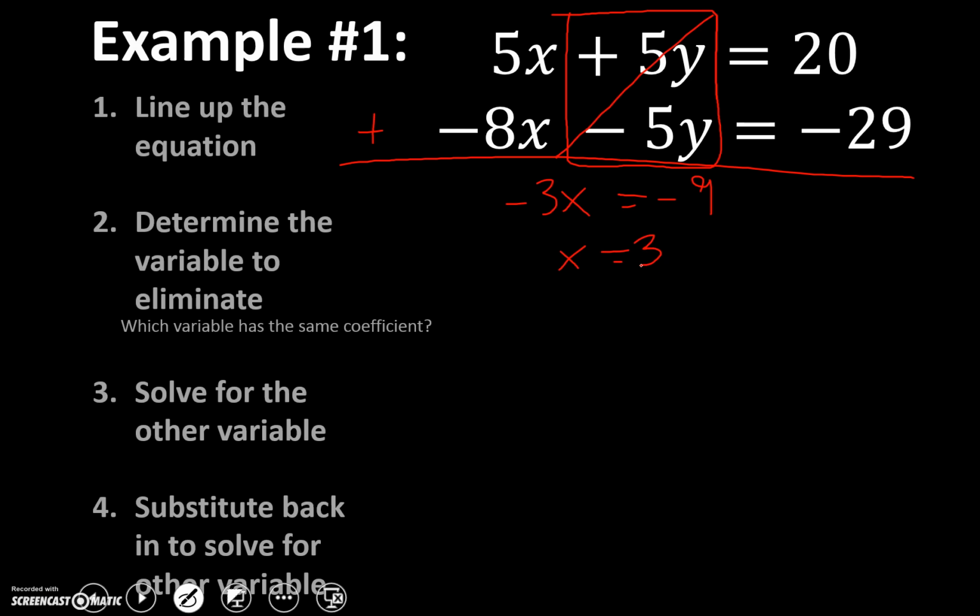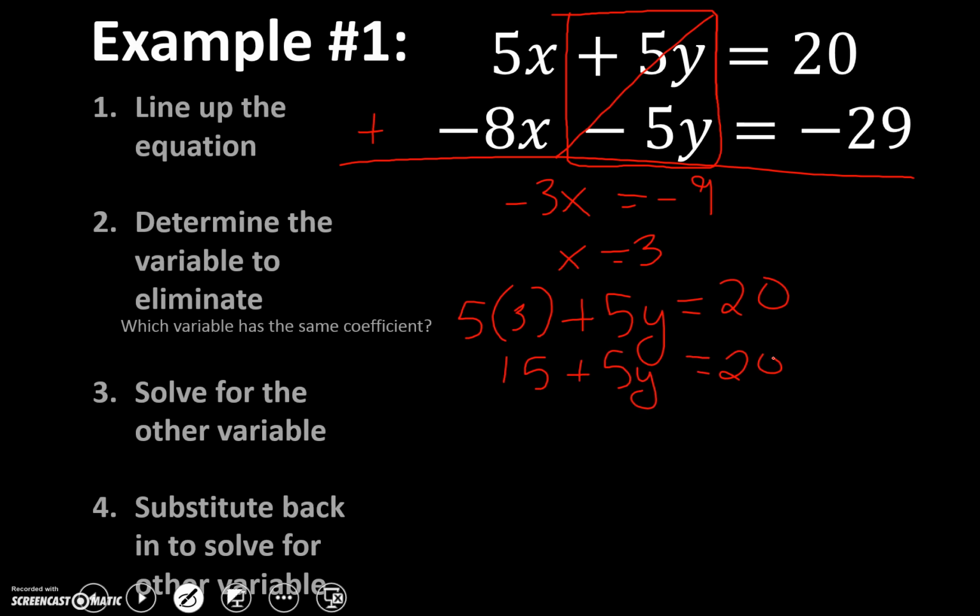Our final step is to substitute this back into one of the two equations and solve for y. It doesn't matter which one you put it back into. I'm going to put it back into the first one because it has a bunch of positives. Now make sure you're substituting into the correct variable. Since I solved for x, I'm going to put the 3 where the x value is. So I'm going to leave 5y as just 5y. From here I'm going to multiply. 5 times 3 gives me the value of 15. So I have 15 plus 5y is equal to 20.